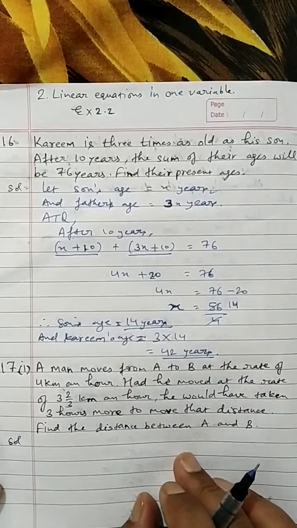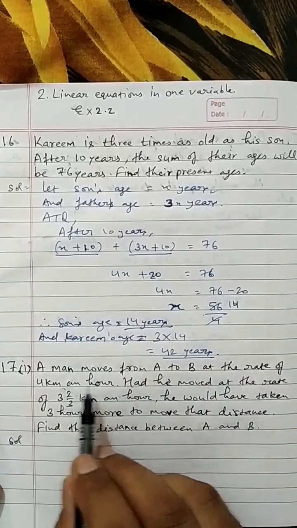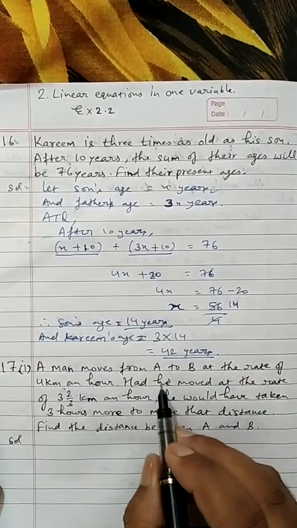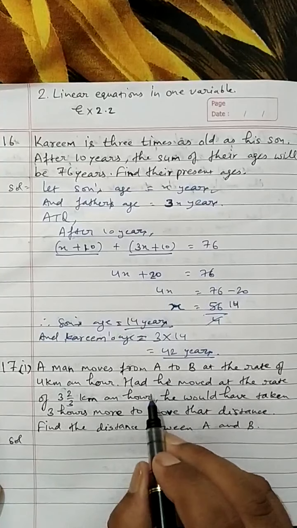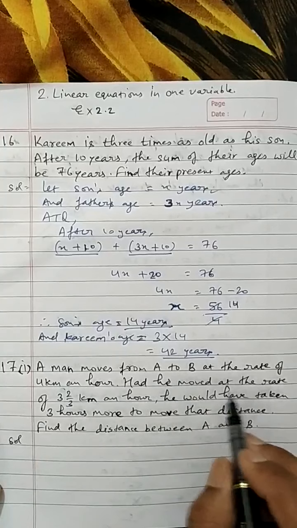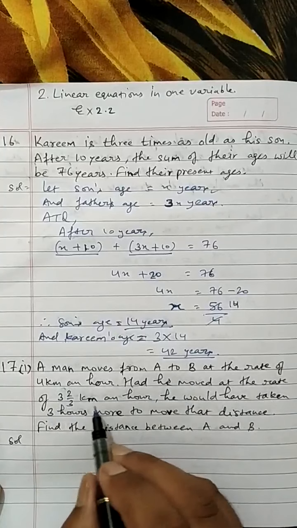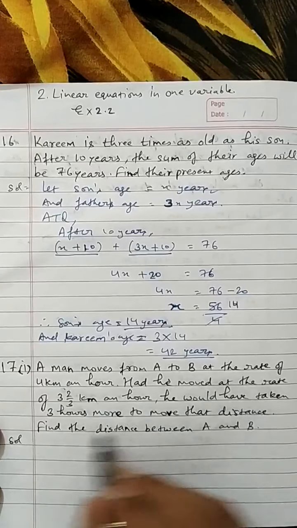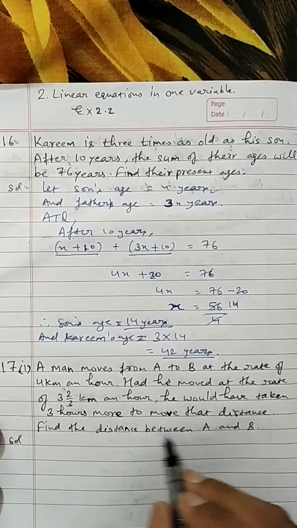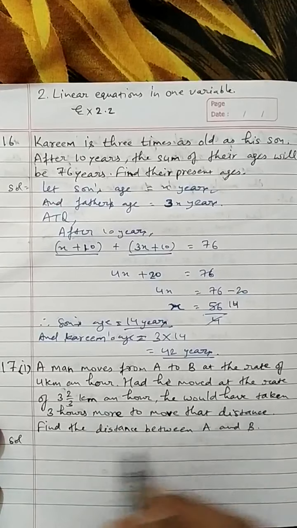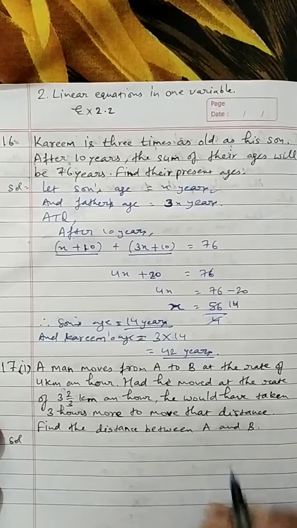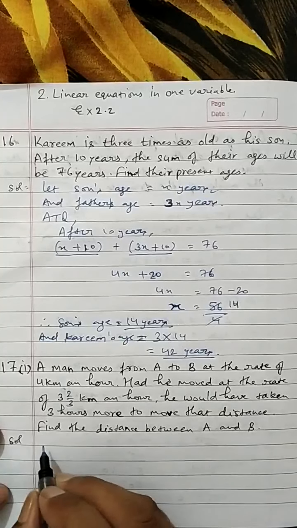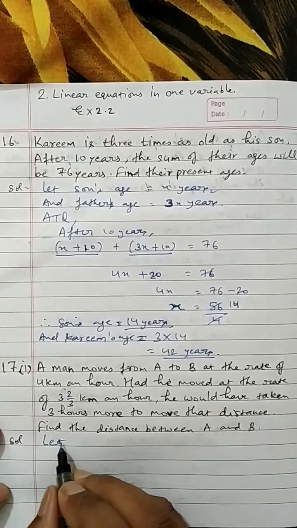Next question is 17, first part. A man moves from A to B at the rate of 4 km an hour. Had he moved at the rate of 3 and 2 upon 3 km an hour, he would have taken 3 hours more to move that distance. Find the distance between A and B. So here the distance between A and B we have to find. The distance is not given.